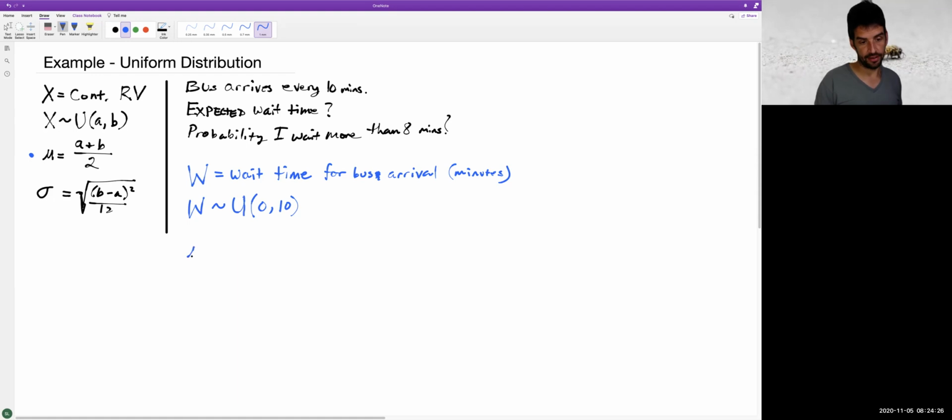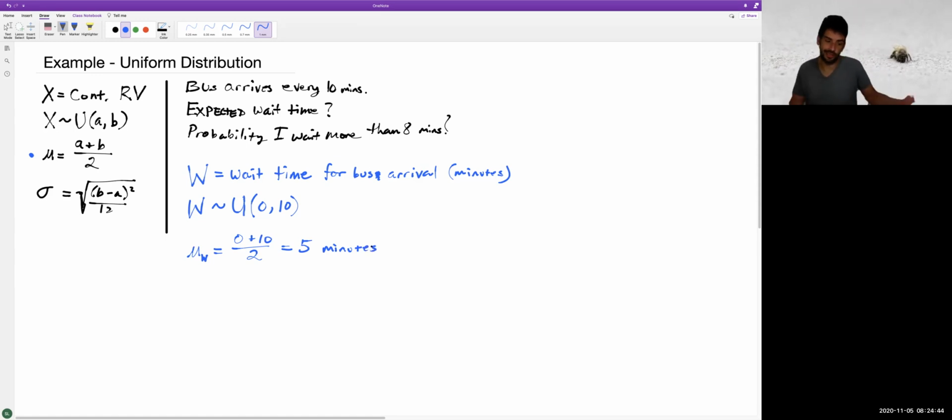So in this case, the mean, maybe I'll put a little index on it for this random variable, is the minimum plus the maximum divided by 2, or 5 minutes, right? Which is what we expect. If it takes anywhere between 0 and 10 with even probability, then right in the middle is what we would tend to expect. That there would be some days it takes 2 minutes, some days it takes 8, some days 3, sometimes 6.5, and on average it tends towards 5 minutes if we kept arriving in this way.